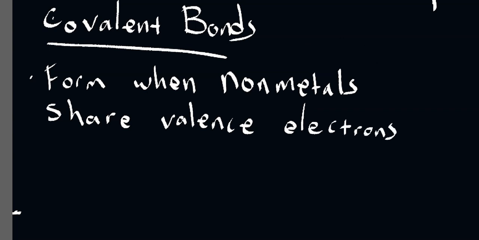Let me adjust this. It's a little bit bigger than I wanted. Alright, so a few ways to tell these apart from other compounds, ionic compounds, is they will have a relatively low melting and boiling point.